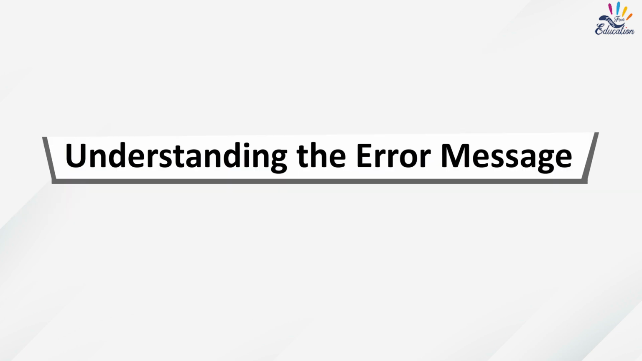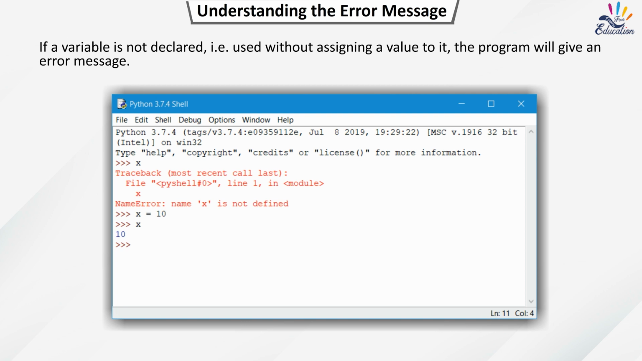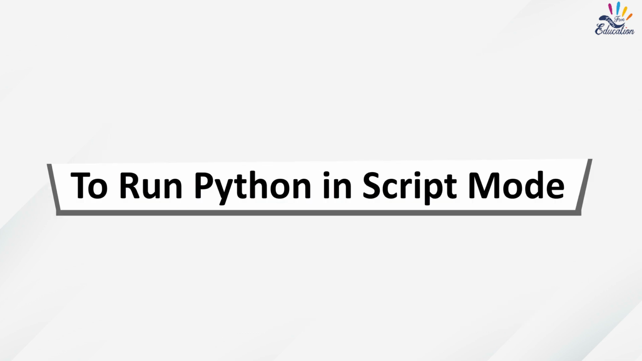Understanding the error message. If a variable is not declared, that is, used without assigning a value to it, the program will give an error message. Variable x without declaring it. Output: variable x without declaring it. Declaring the variable x.